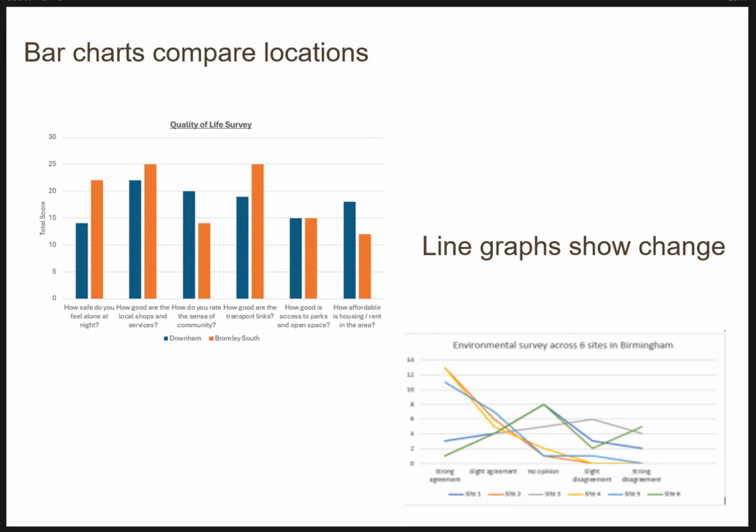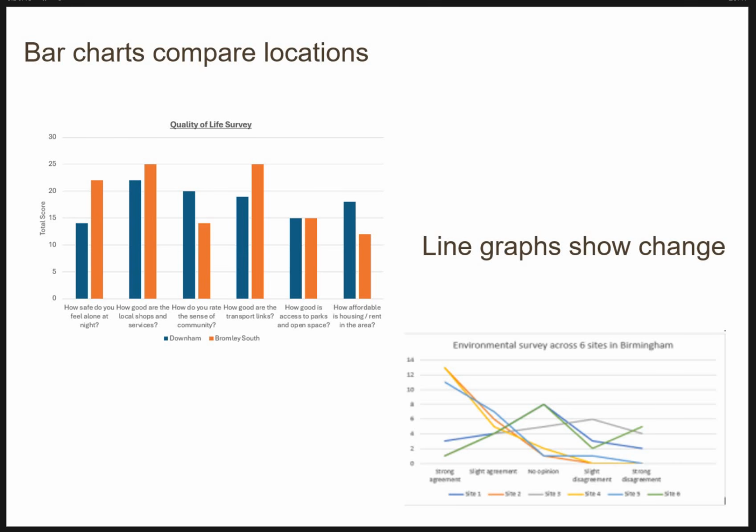Again, this is just a learning point before we get to answering this question. So just go through it, pause, go back. The information is here to help you answer the questions, but also to give you some additional learning points as well. So bar charts, what do they do? They compare locations. Line graphs are better for showing change.